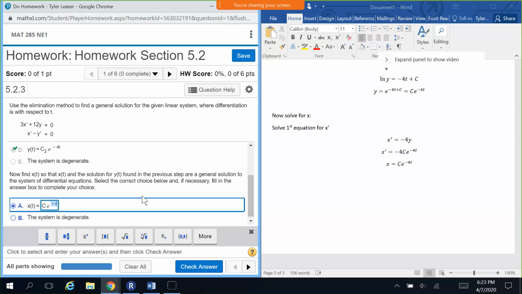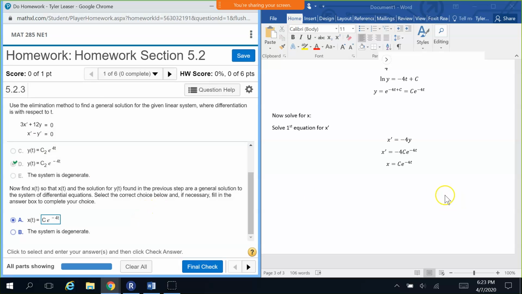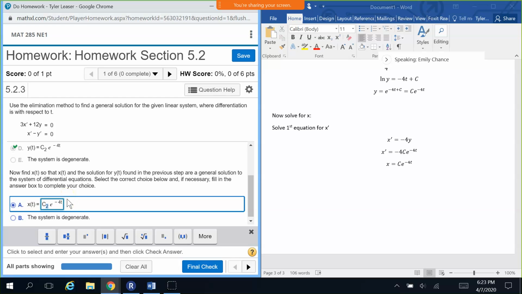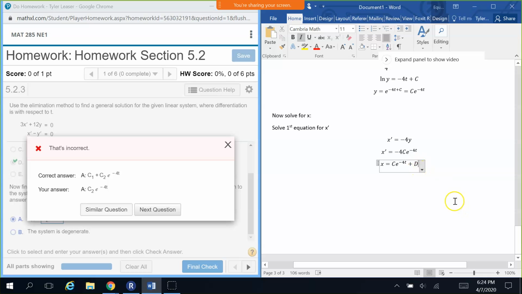Let me just type it in then. Didn't like that either. So it has a C2 on the y equals. Do we need to have some kind of subscript on our C down here? You might be right. Because it should be the same constant. Oh, I just forgot. Oh, so because we did the antiderivative here, that's right. I forgot to add a constant on the end of it. Oops. So it's C1 plus C2 e to the negative 4t.